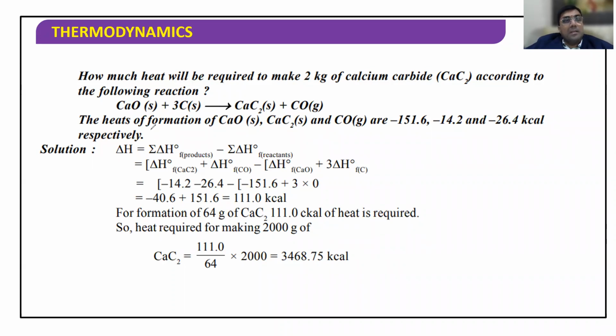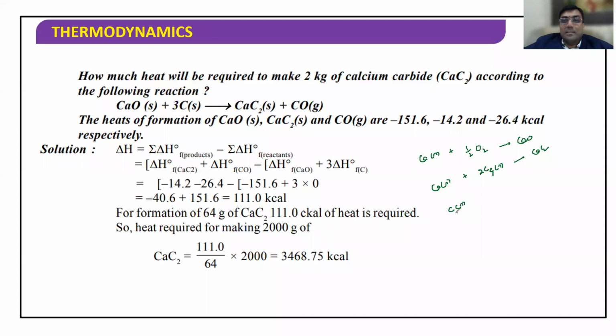Now, let us see. Heat of formation of CaO, CaC2, CO are given. So write these reactions first. CaO. How to get CaO? Ca solid plus half O2 gas gives CaO solid. Next, CaC2 heat of formation. Ca solid plus 2C graphite solid gives CaC2.